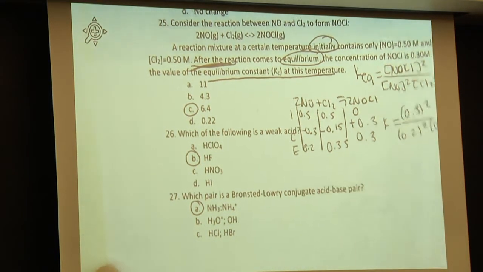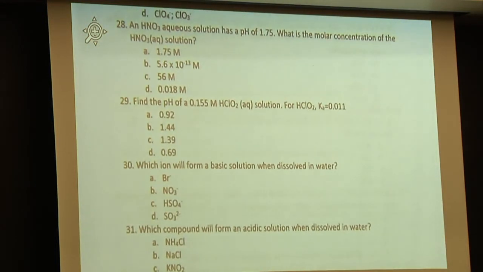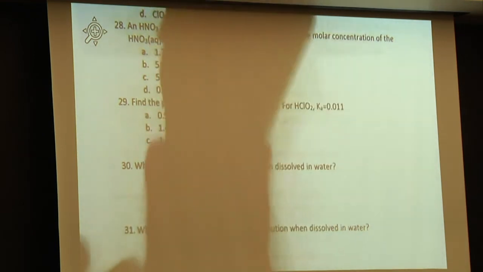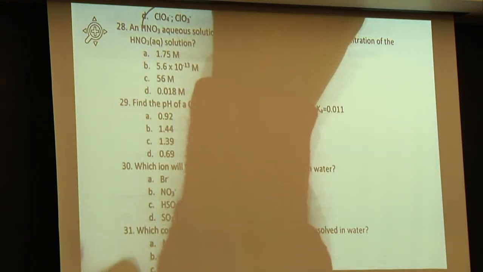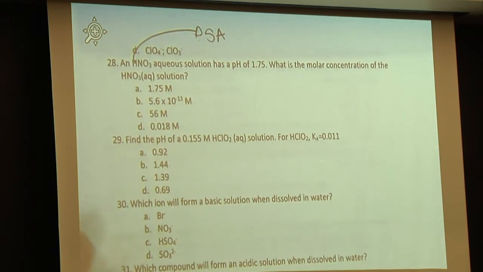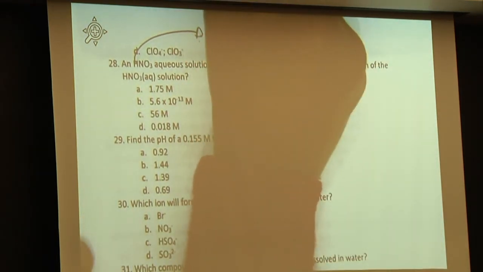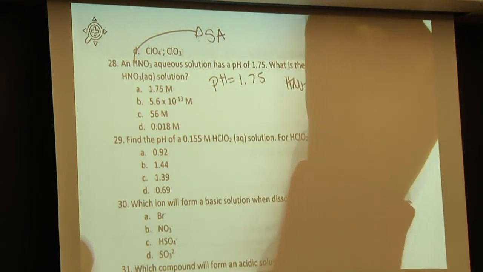Okay, so let's move on to number 28. You have an HNO3 aqueous solution with a pH of 1.75. What is the molar concentration of HNO3? What kind of acid is this? Strong. Oh, strong acid. All right, so we have pH equals 1.75, and we have HNO3. It's a strong acid, so what do strong acids do?